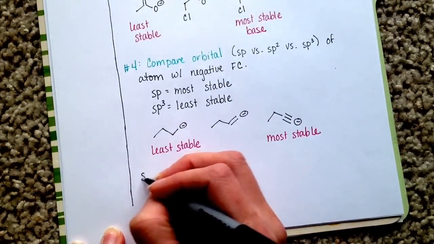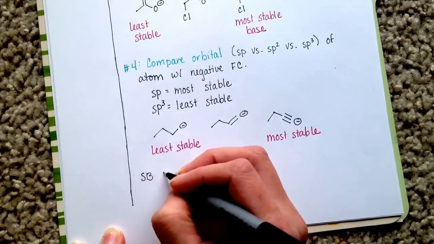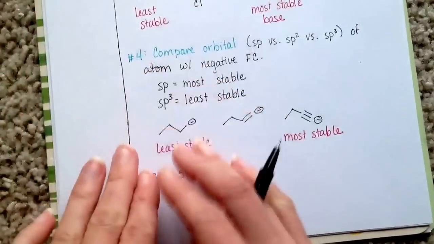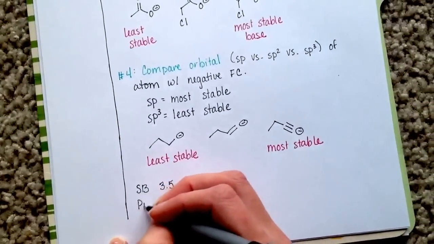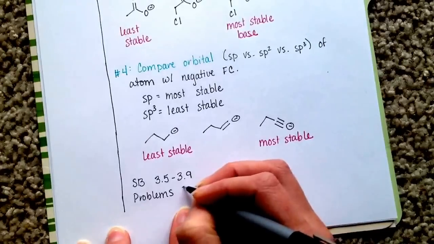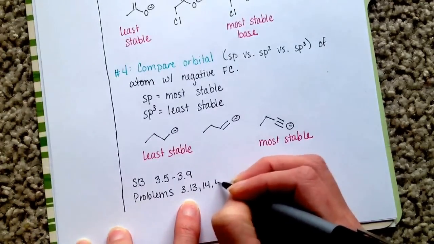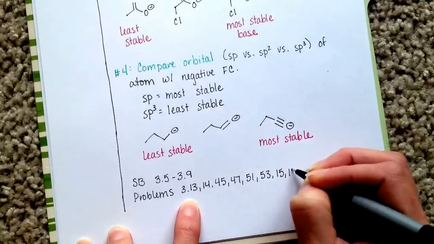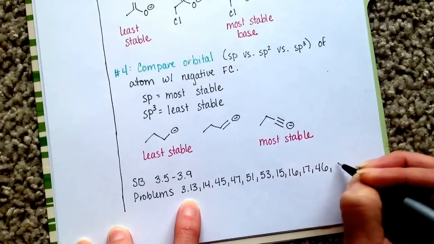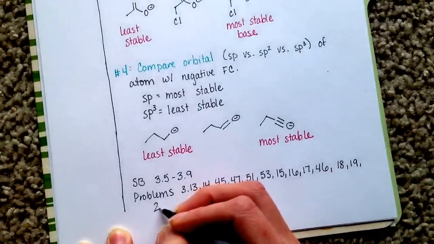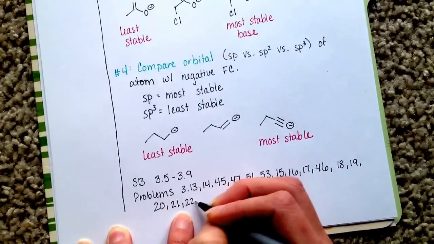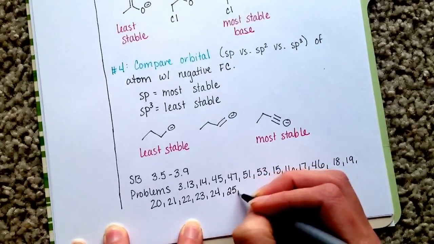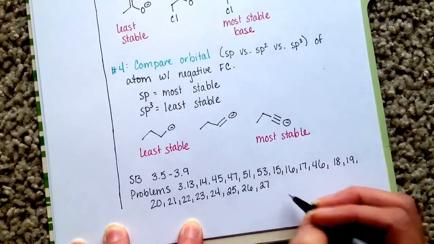So in order to make sure you get plenty of practice with this concept, I want you to do skill builders 3.5 through 3.9. There's 1 skill builder for each one of these different things, and a lot of problems: 13, 14, 45, 47, 51, 53, 15, 16, 17, 46, 18, 19, 20, 21, 22, 23, 24, 25, 26. I'm realizing that I could have said 18 through 28.